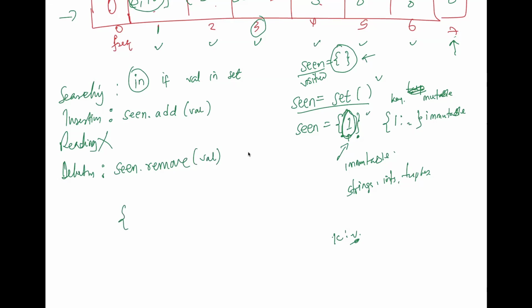Now, if you already have a set, look at this. If you already have a set, 1, 2, 3, and you do s.add(2), what will happen? Anybody? What will be the output? You can't add it because sets don't take duplicates. Yeah, but it will not give you an error or anything, right? It will still be the same thing.